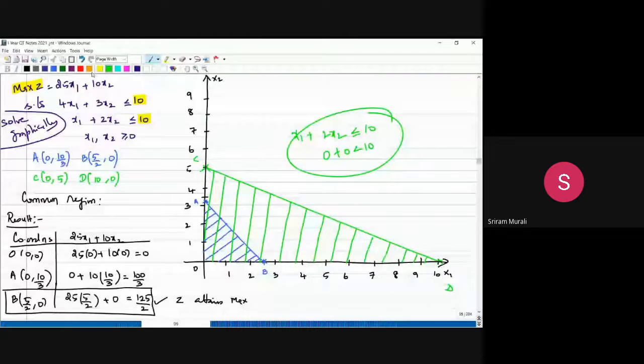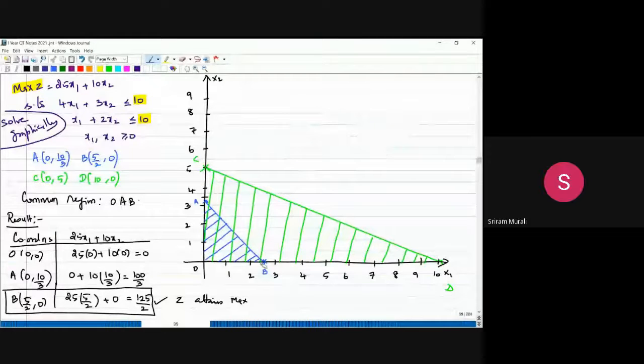OAB, because the two lines intersect only in this part. So you take the origin. At the origin 0, 0, obviously this is 0. At A, substitute in your objective. In the objective, this is 0 plus 10 into 10 by 3, which is 100 by 3. The last case B, 5 by 2 comma 0, substitute here 25 into 5 by 2 plus 0. I will get 125 by 2.